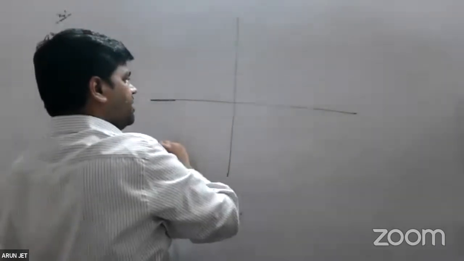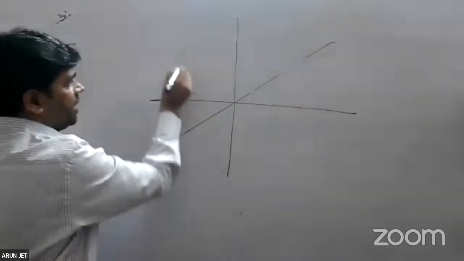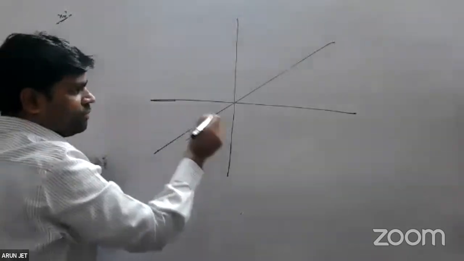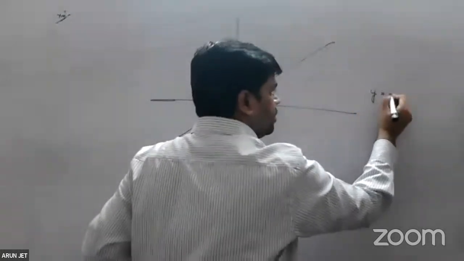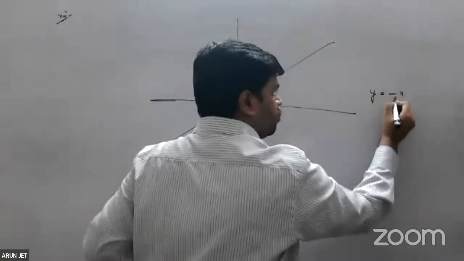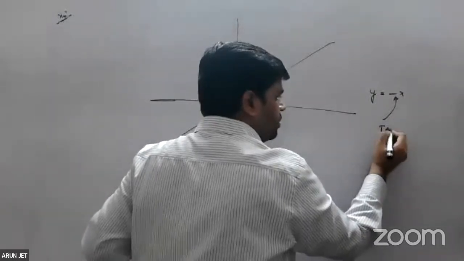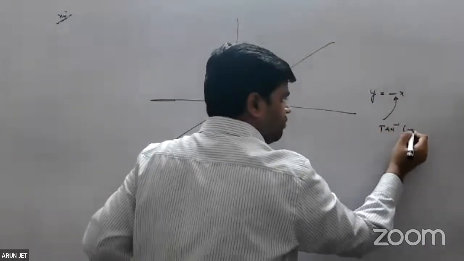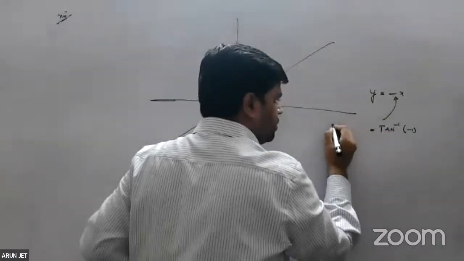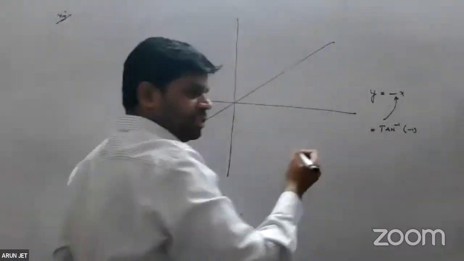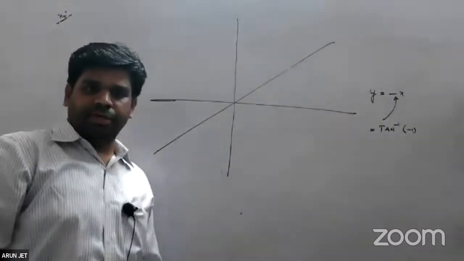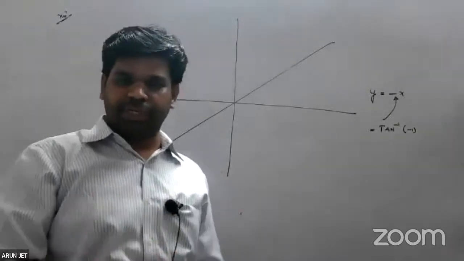I know y is equal to x looks like this, and y is equal to minus x. How does y is equal to minus x look like? Slope is minus 1. So tan inverse of minus 1, what is tan inverse of minus 1? Can you think of that, or just use yesterday's geometry and tell me the answer?